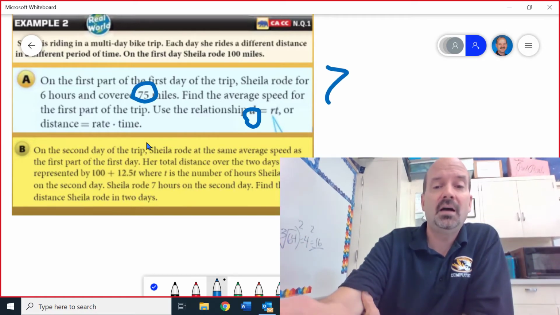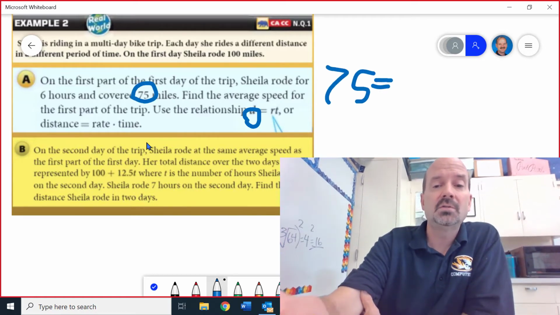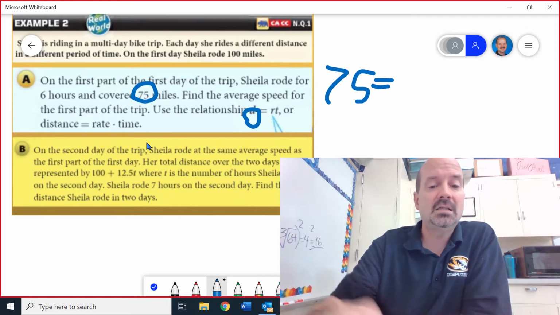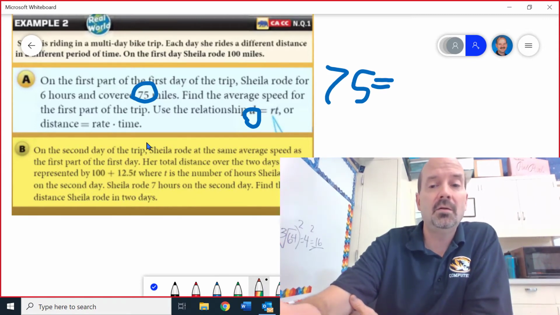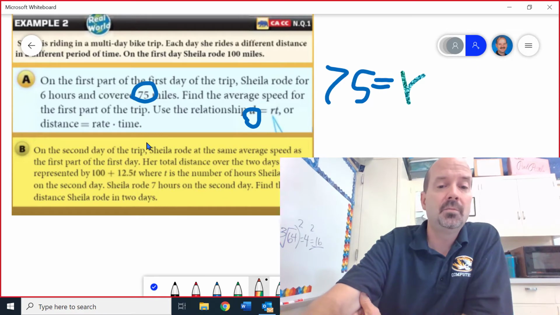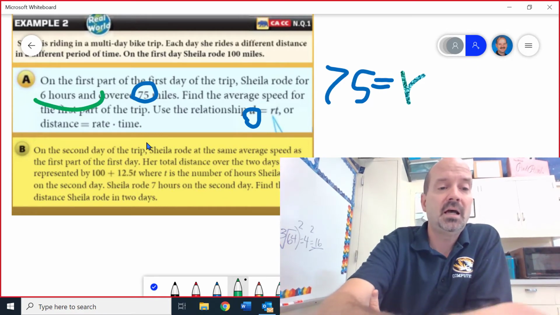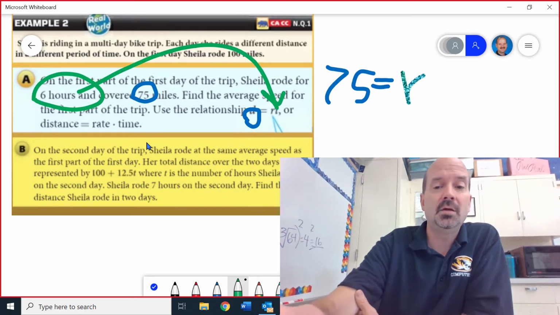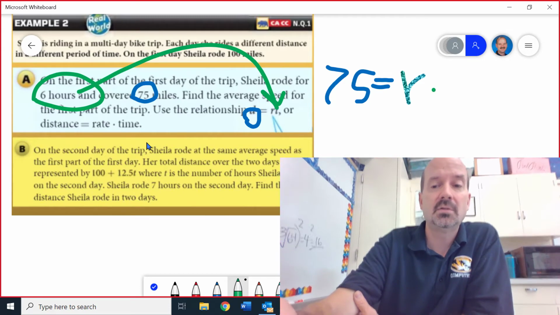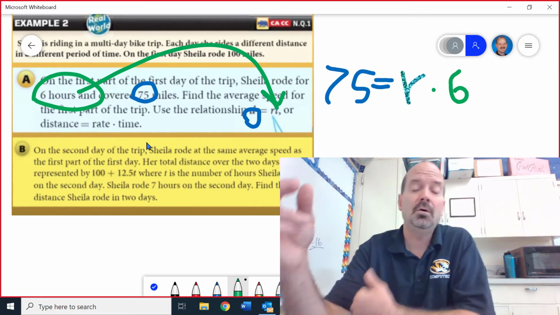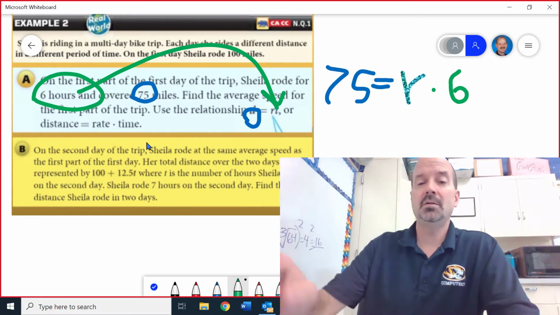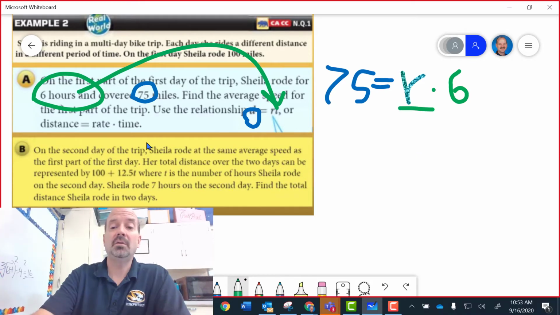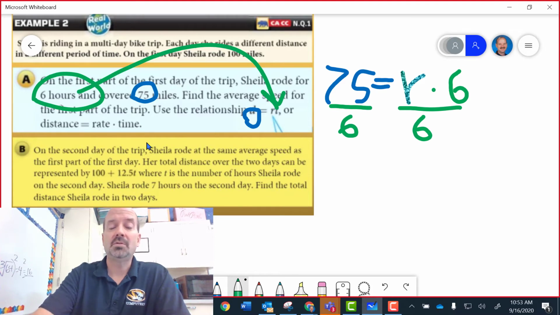So you have 75 equals, and then the rate is actually the part we're solving for. We don't know the rate. And then the time would be the 6 hours. We're going to replace the T in this formula with 6 hours. Hopefully you know how to solve an equation with multiplication. You do the inverse operation, you divide. So we divide by 6. Divide by 6. And in a backwards sort of way, we get 12.5 equals R.